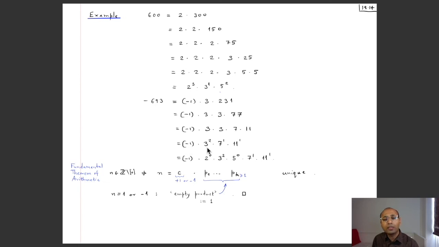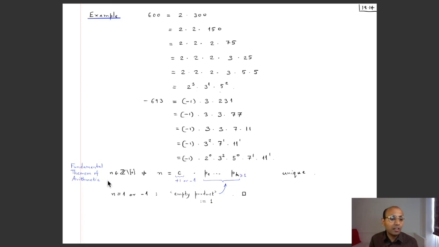So we have got -1 times 3 square times 7 to the power 1 times 11 to the power 1. And all the primes which are missing over here, you can introduce them with the power 0. So for example, you can also write this as 2 to the power 0, the next prime is 3 to the power 2, then 5 is missing, so 5 to the power 0, which is 1, and then 7 to the power 1, and then the next prime is 11 to the power 1. So also negative integers with an extra minus can be expressed as a product of prime numbers.